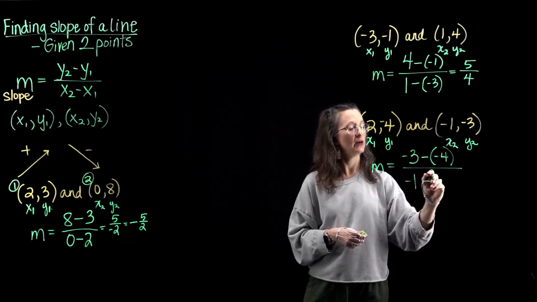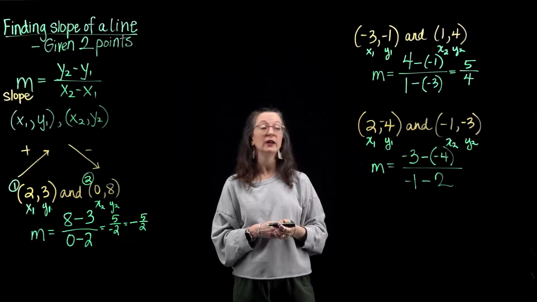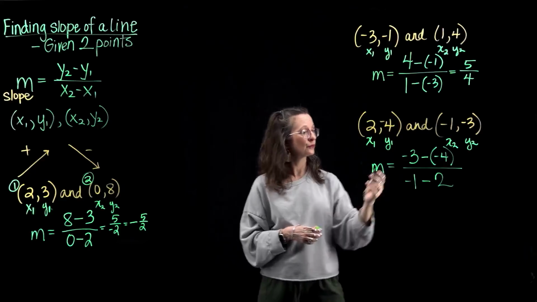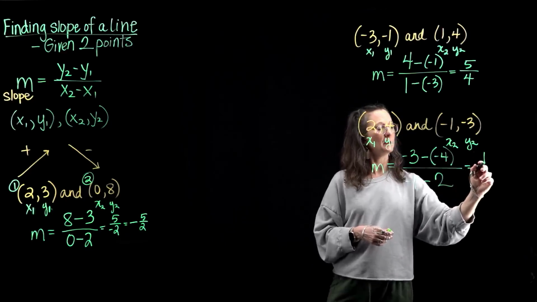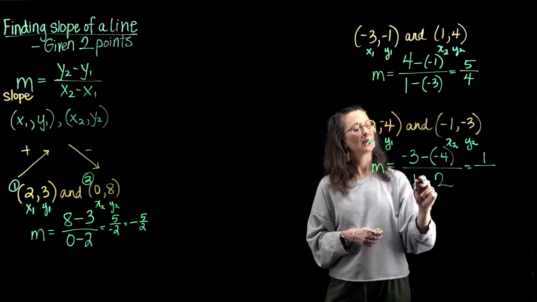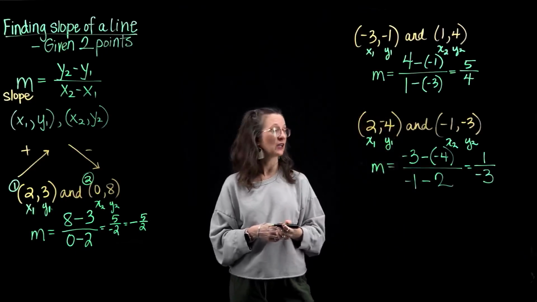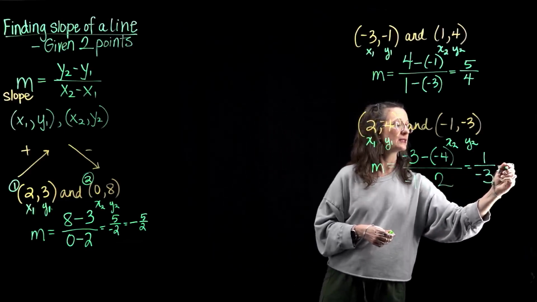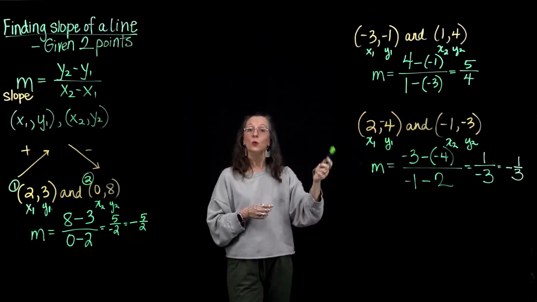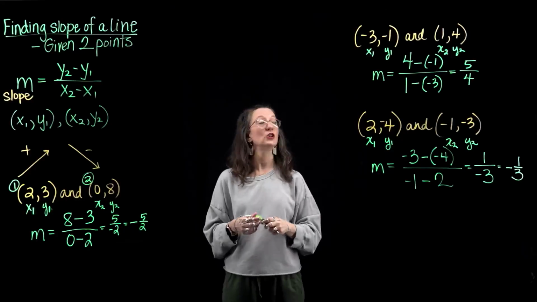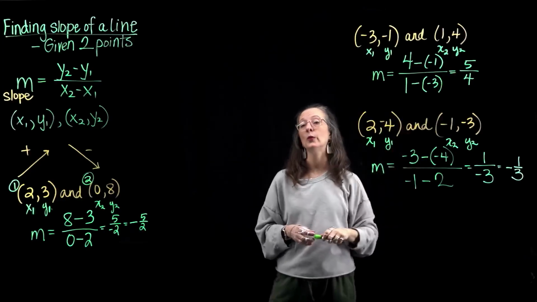x2 is -1, and minus x1, which is 2. All right, -3 plus 4 would be +1. -1 minus 2 is -3. So I have 1 over -3, which is -1/3.